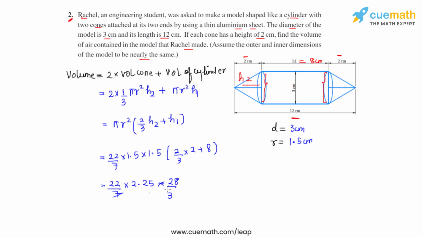Now 7 ones are 7, 7 fours are 28, 3 ones are 3, and then 3 times 0.75 will give us 2.25. So on further calculation, we get the volume of the model to be equal to 66 centimeter cube. As all the dimensions were in centimeters, the final volume of the model will be equal to 66 centimeter cube.